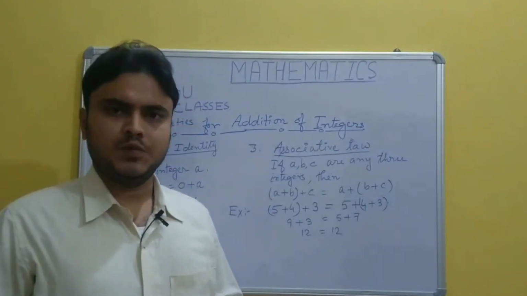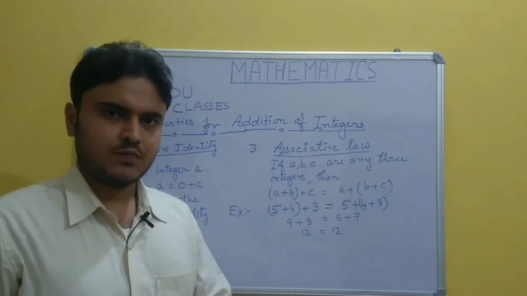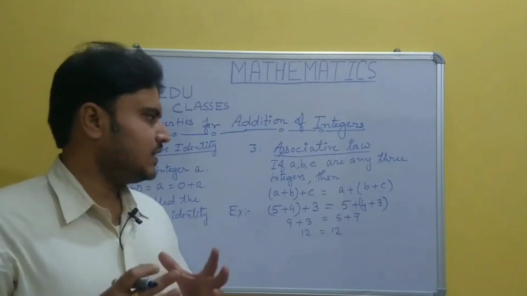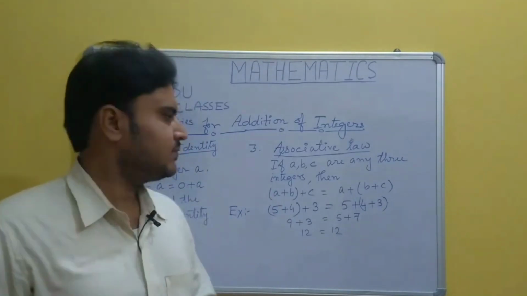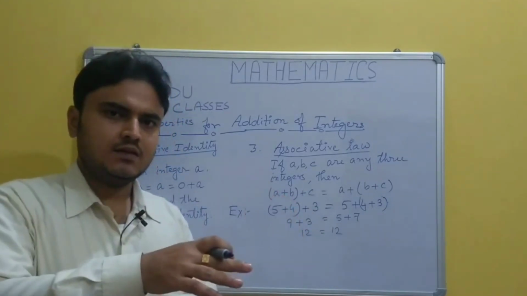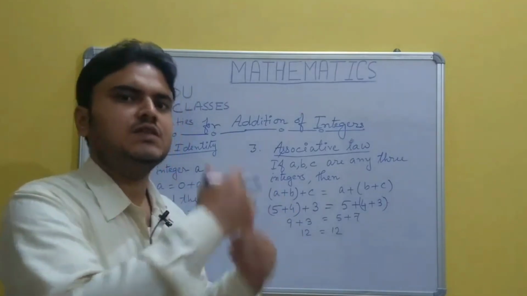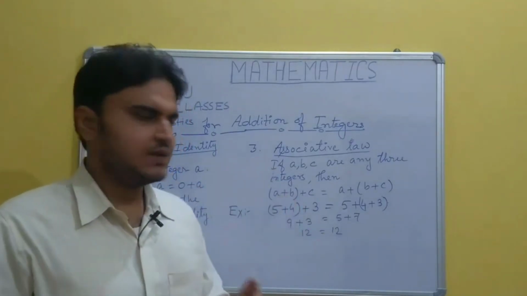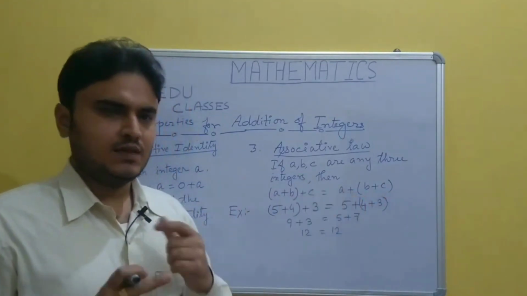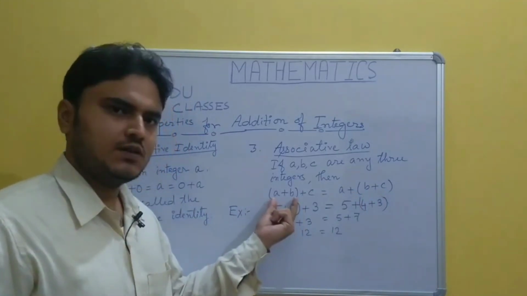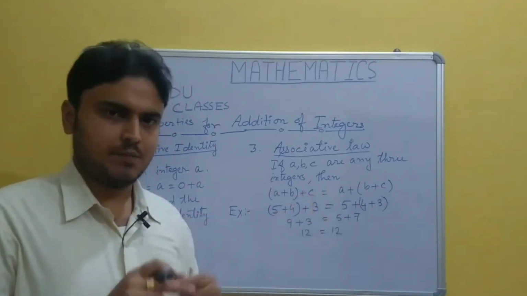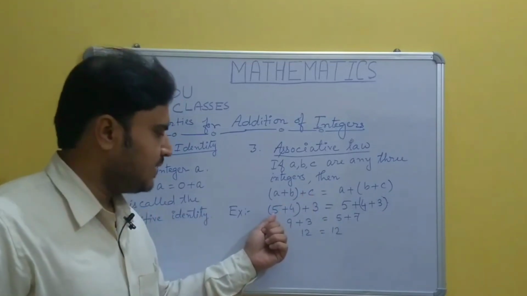Next law or next property is associative law. What is associative law? If A, B and C are three integers, any kind of three integers, then if we add A plus B and then add the result with C, we will get the same result if we add B and C and the result with A. That means here brackets are changing their places, but the result remains the same.